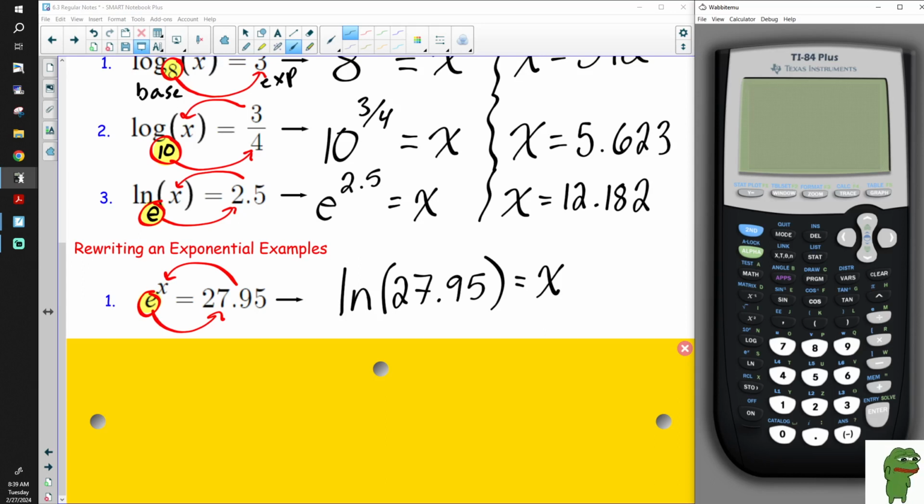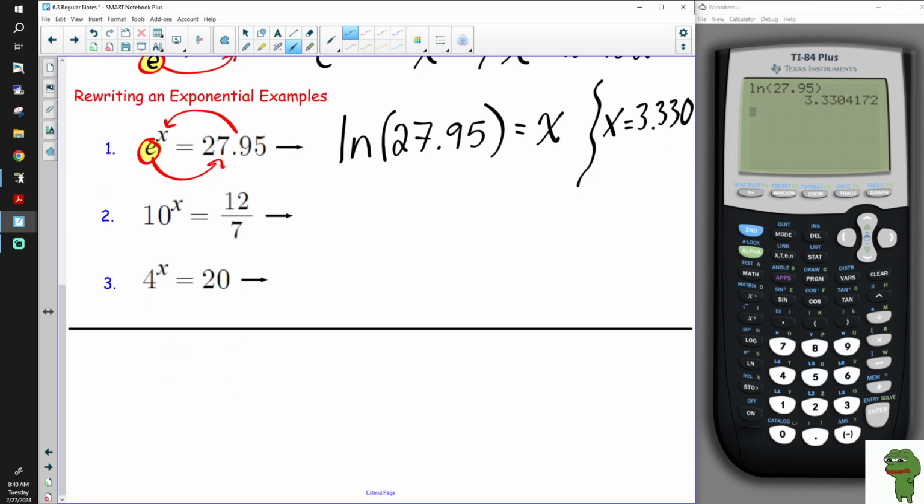The ln of 27.95. ln 27.95, and click enter. And I get the value of x. X equals 3.330. And I have turned an exponential into a logarithm. Backwards. Two more.